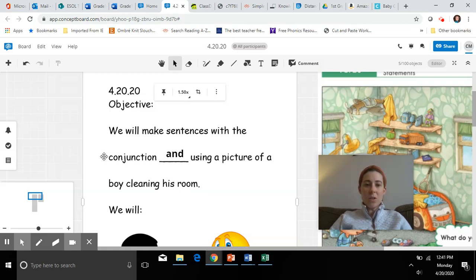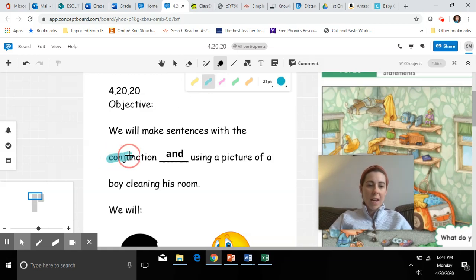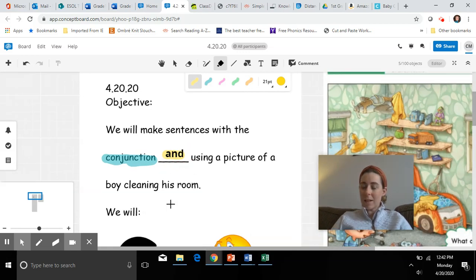Okay, this is our new word today. That says conjunction. Can you say that? Conjunction. That's a big word. It just means basically a word that's used to connect things together. Okay, to connect things together. So we're going to be talking about using the conjunction and. Okay, that's one of our trick words. We know how to spell and. Let's talk about how we can use it when we're speaking and when we're writing.